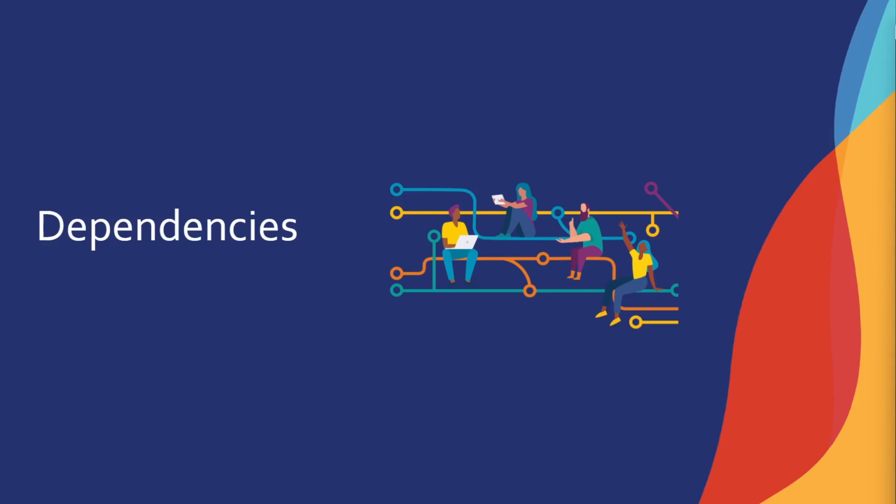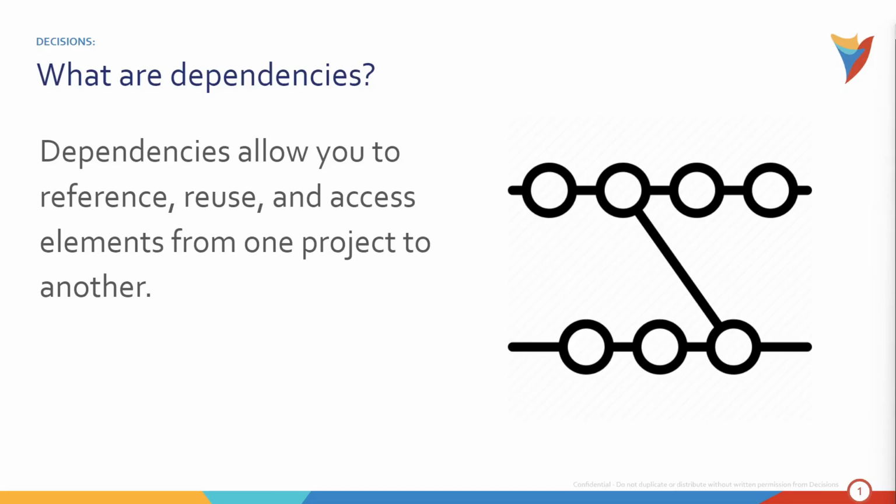Welcome. This is just going to be a quick video on how dependencies work in version 9. A quick high-level overview of the changes between version 8 and version 9 dependencies in Decisions. So the first thing that we need to talk about is what is a dependency.